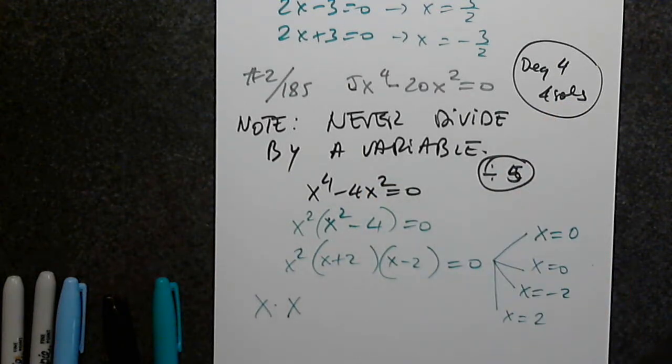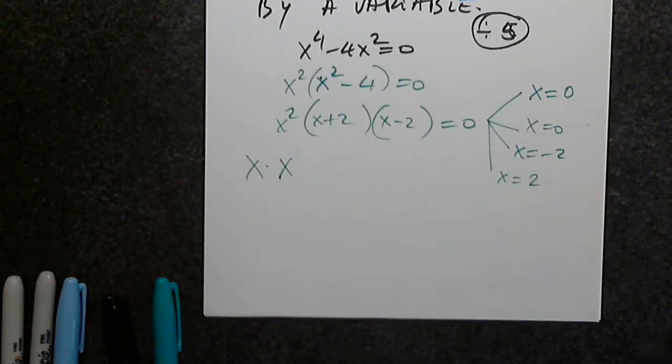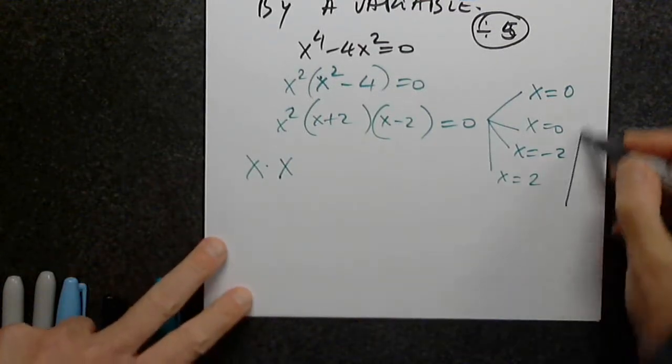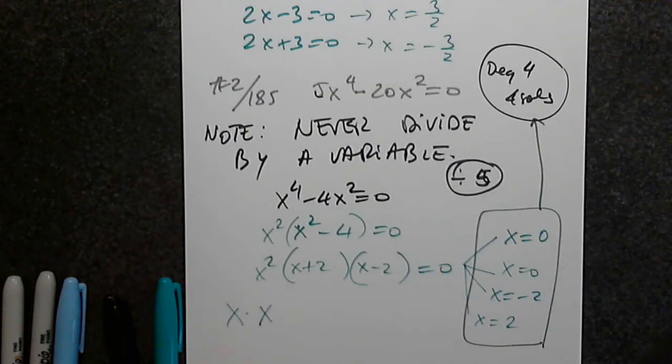So what was the answer? The answer is 0, 0, -2, and 2. So you did both. Okay. These are 4 solutions as we expected. 4 solutions. Even if 2 of them repeat themselves, that's fine. It's very possible.